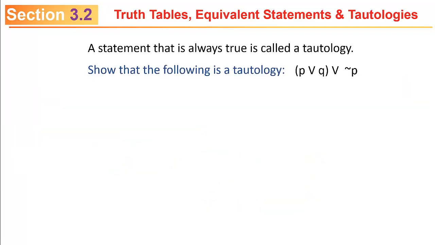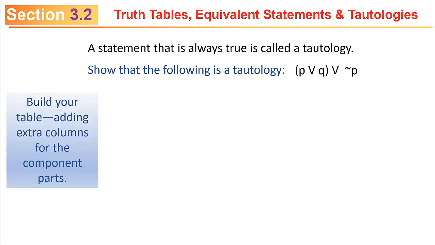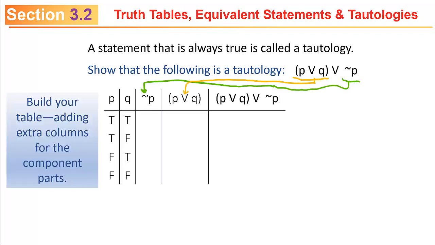It's called a tautology. And here's an example to work through. You're going to see that this statement is actually a tautology. It's always true. Let's just do it with a truth table. Add the extra columns. Remember, you're going to start out with a P column and a Q column with every possible combination of true and false.